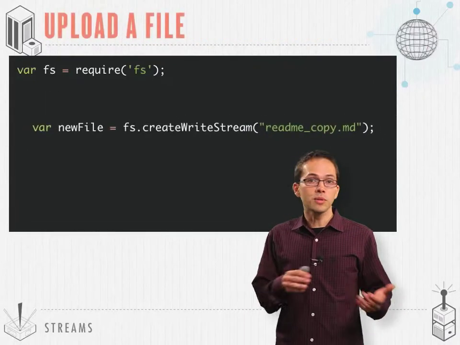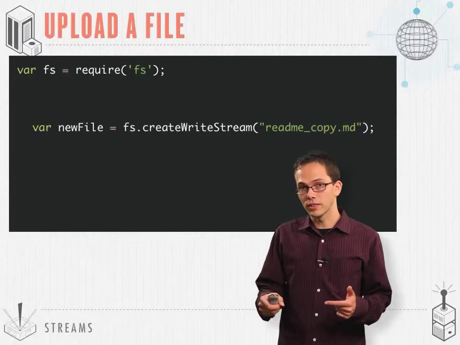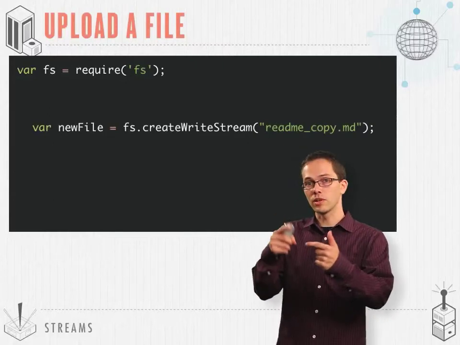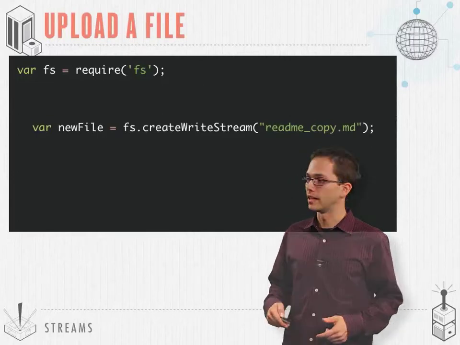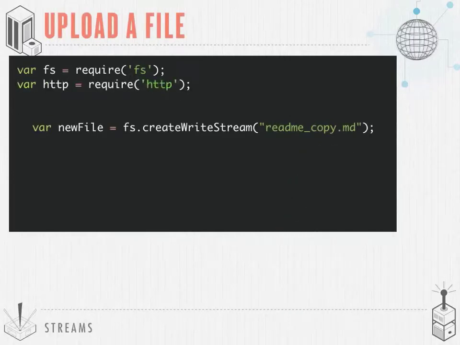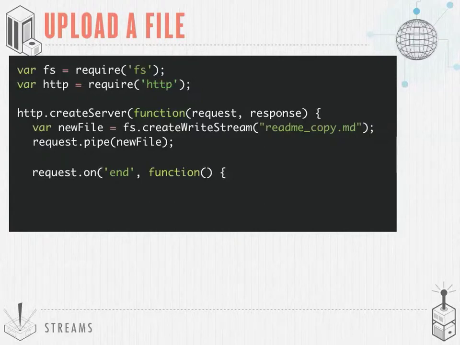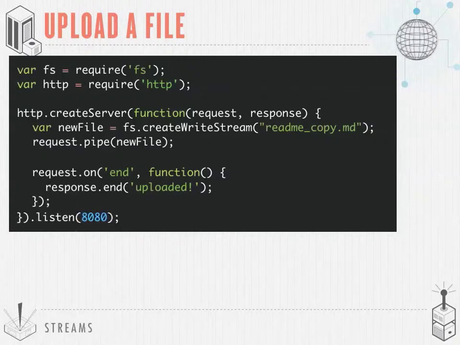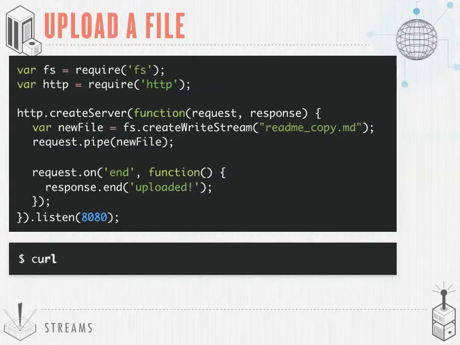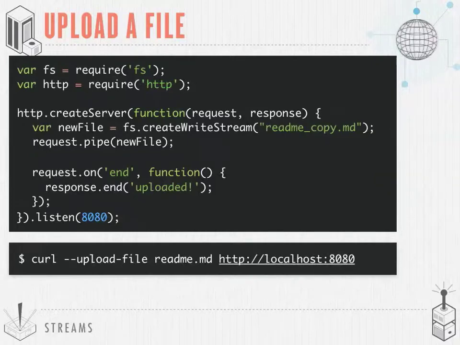Now let's combine both of these examples where we're going to connect to the server, we're going to send the server a file, and we want to write that to disk. What would that look like? Let's include the HTTP module. We're going to create our server. We already have our new file. We're simply going to take the request and pipe that to the new file. We also need to listen for the end event on the request so we know when to end the response. And when we end the response, we can also send in a string that we want to send back to the client. Now, if we run the server and we use curl to initiate a file upload, it'll upload the file and print out "uploaded" on the client side.